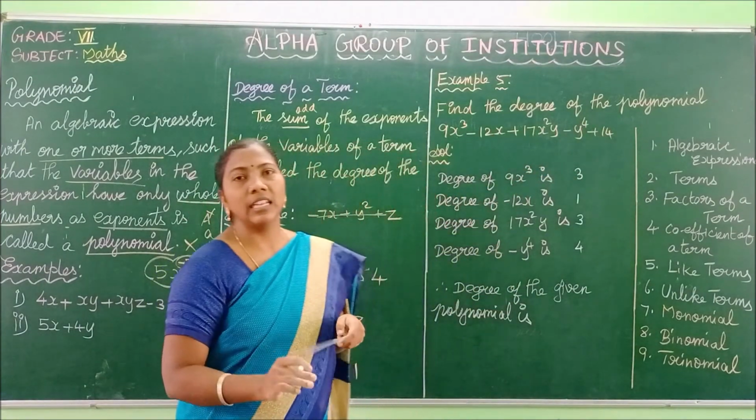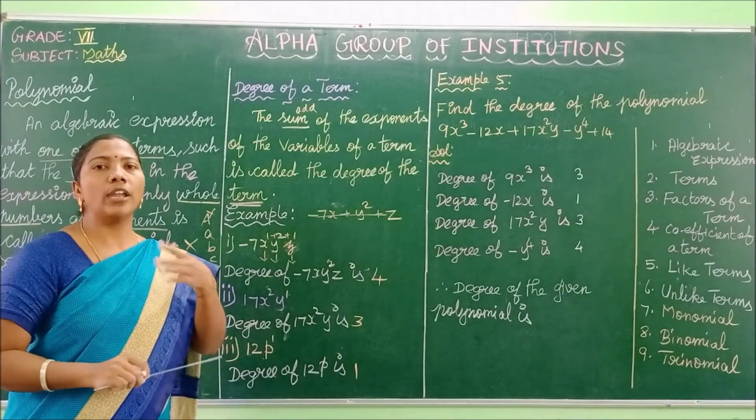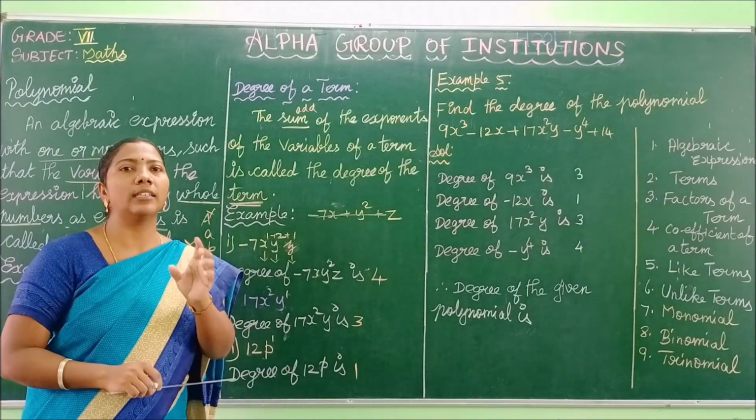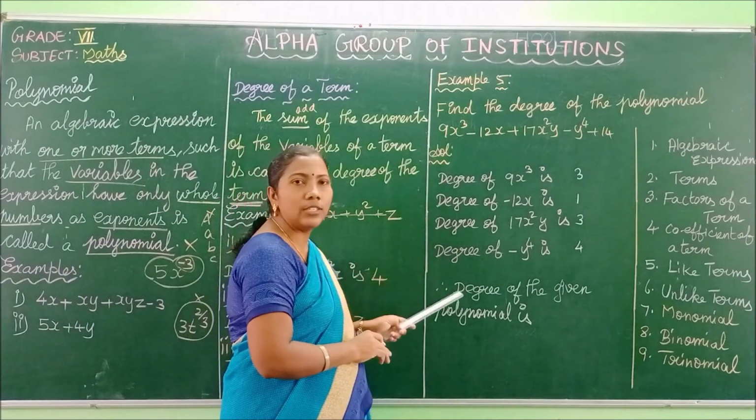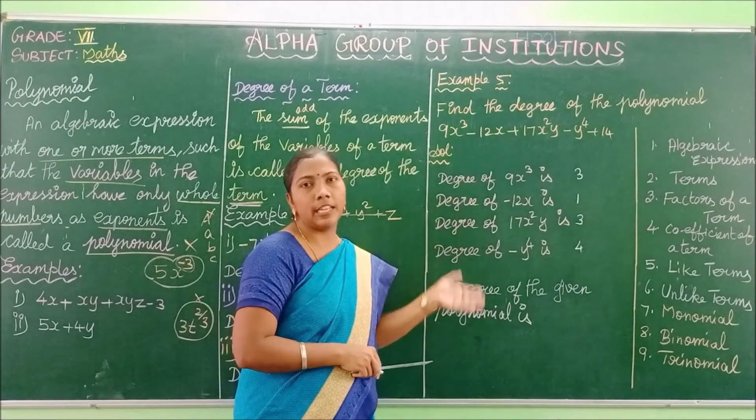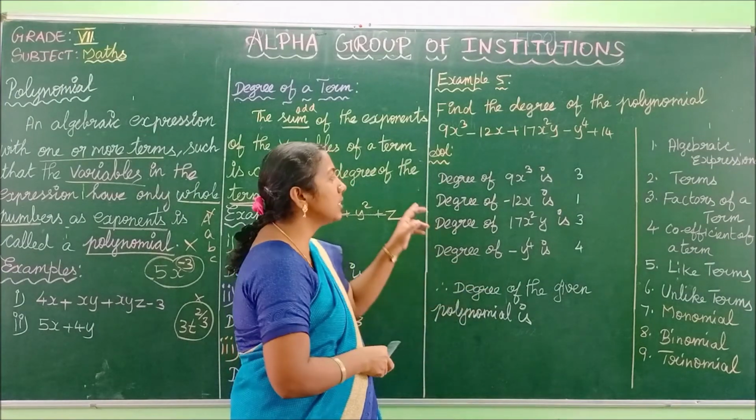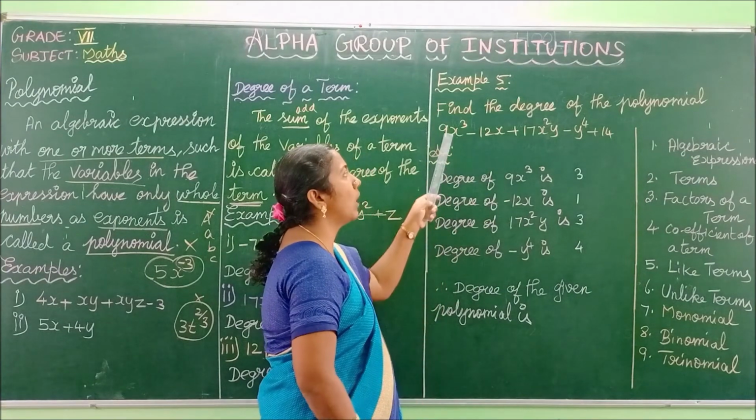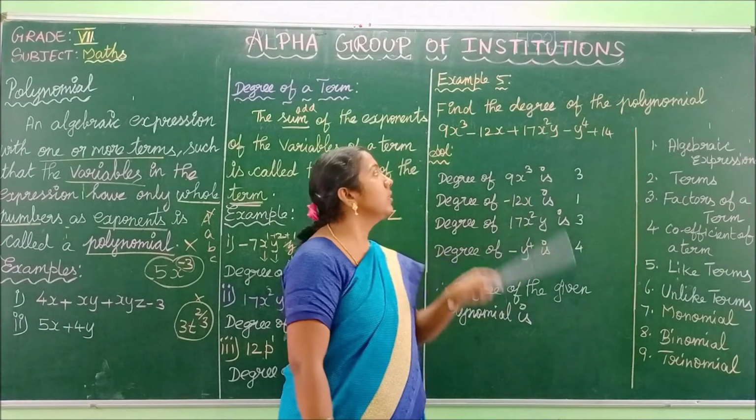Now we are going to calculate the degree of this polynomial. They are not asking the degree of the term. They are asking the degree of the entire polynomial. How can we calculate? To calculate the degree of the polynomial, first you have to calculate the degree of each term. After that, you have to choose the highest value among the degrees. It should be the degree of that particular polynomial. Let us calculate the degree of each term. This polynomial contains how many terms? 1, 2, 3, 4, 5 terms. The last one is constant. So leave the constant.